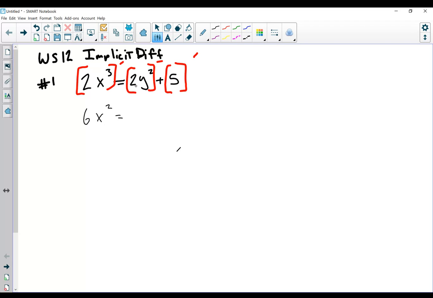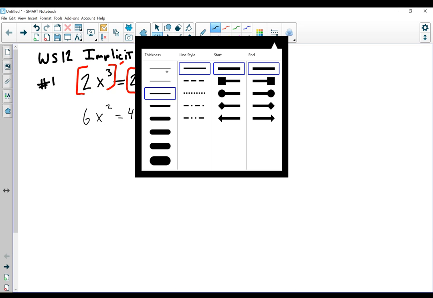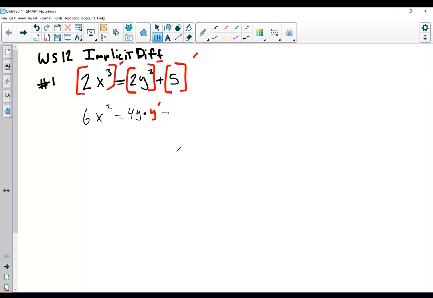The derivative of 2y squared is 4y. But since there's a y, you always have to multiply by y prime. That's the key here. And the derivative of 5 is 0, so that's unnecessary to even write. Now to finish solving this, you solve for y prime.